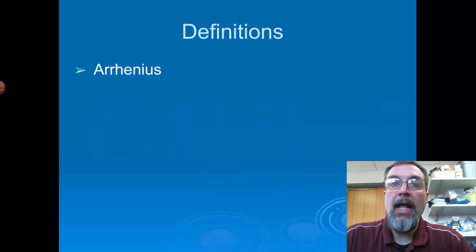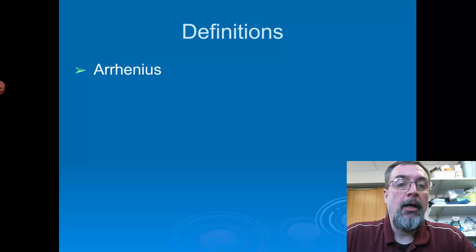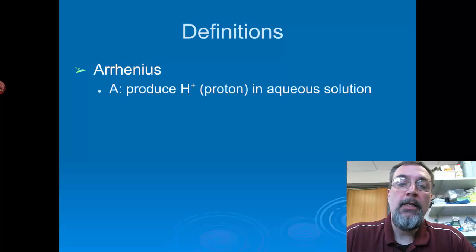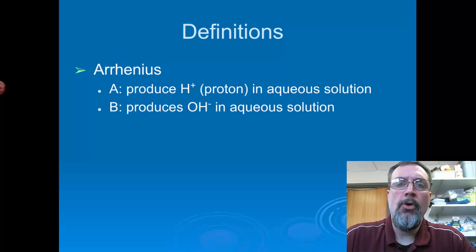So we want to understand what an acid and base are. There have been a number of theories of acids and bases over the years. The very first was the Arrhenius theory by Svante Arrhenius. Arrhenius described an acid as something that produced a proton, an H+. H+ is a hydrogen atom without its electron, so basically a proton, when you put it into an aqueous solution. Or a base was something that had hydroxide ions.